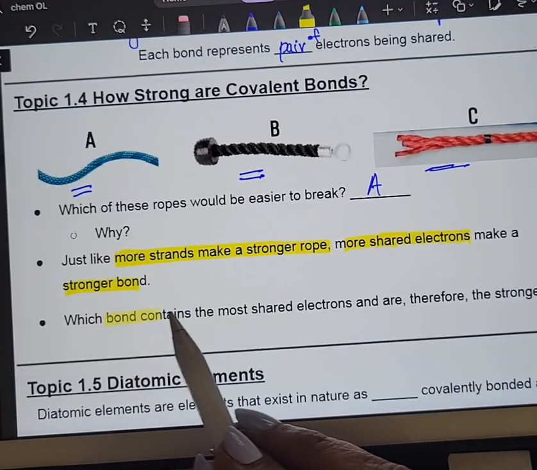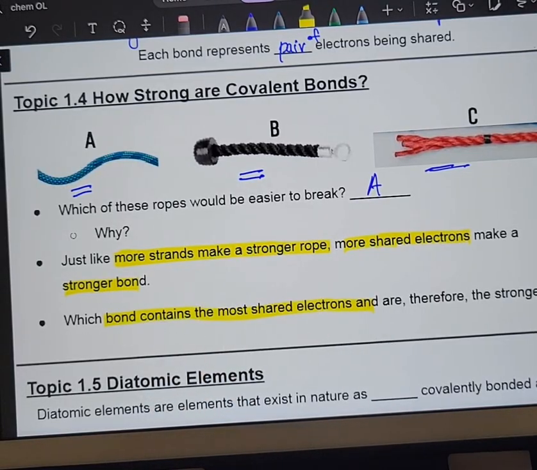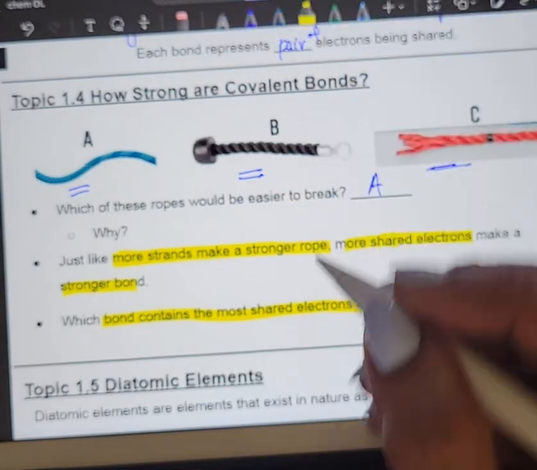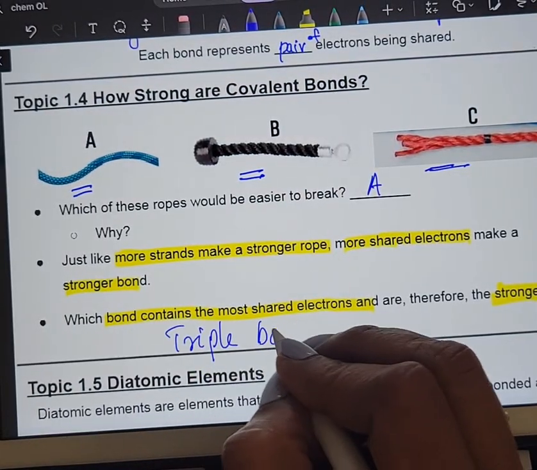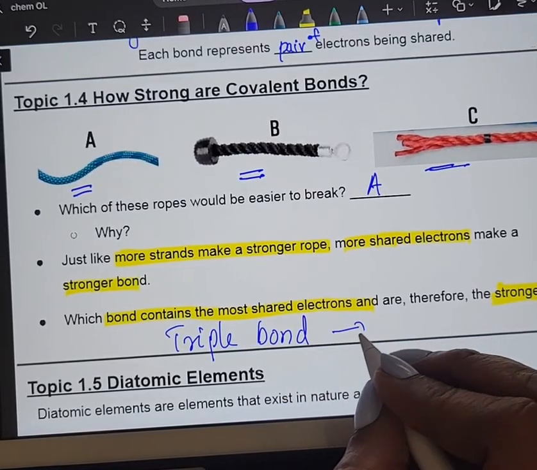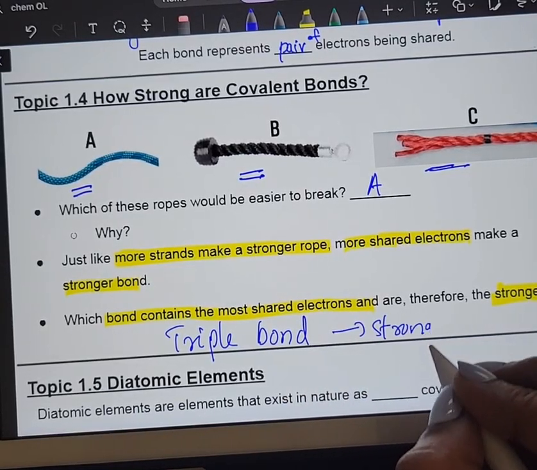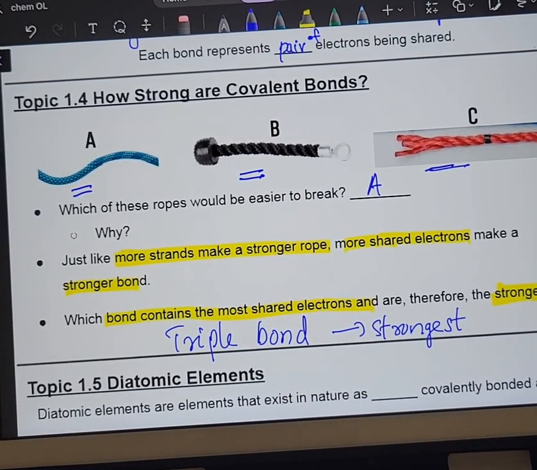So, which bond contains the most shared electrons? That will be the strongest. Which one is that? Because the triple bond contains more pairs of electrons, that will be the strongest. So, one more time, there are three types of bonds: single, double and triple. Single will share one pair, double will share two pairs and triple will share three pairs.